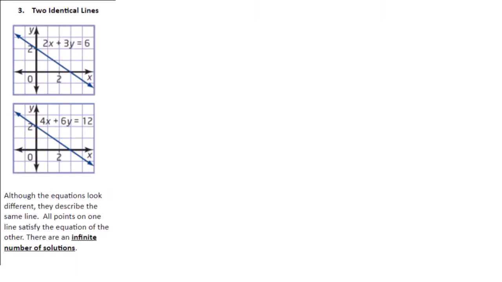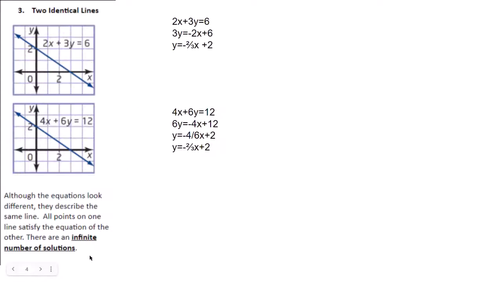I'm just going to break these down into slope and intercept form so that you can see what we mean by saying that these are the same lines. So the first one, after we reduce it, we end up with y equals negative 2/3 x plus 2. And for the second one, again after we reduce it, y equals negative 2/3 x plus 2. So these are two different equations that share the same exact graph, so there are an infinite number of solutions.